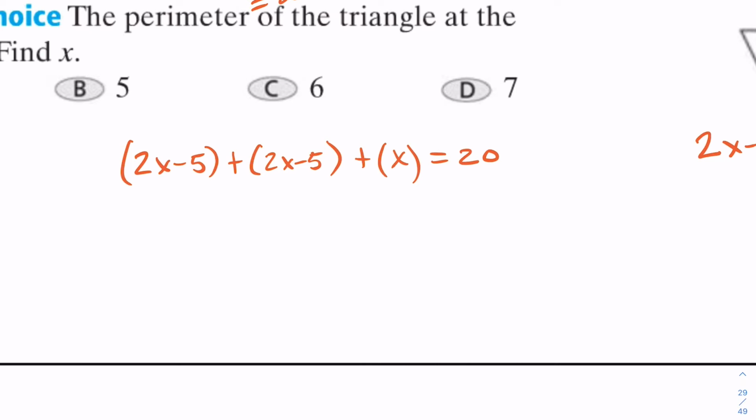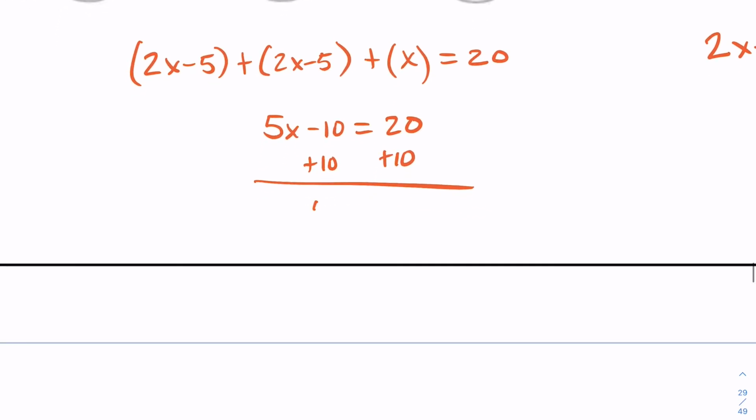So 2x and 2x and x makes 5x minus 10. So all I did was combine like terms. So I combined this 2x and this x. And then I did minus 5 and minus 5 to get minus 10. So I'm going to add 10 to both sides. I get 5x equals 30.